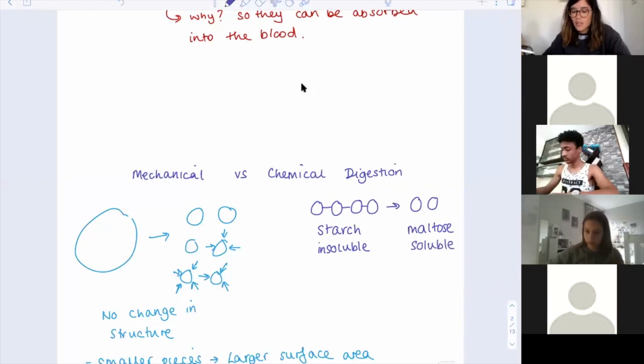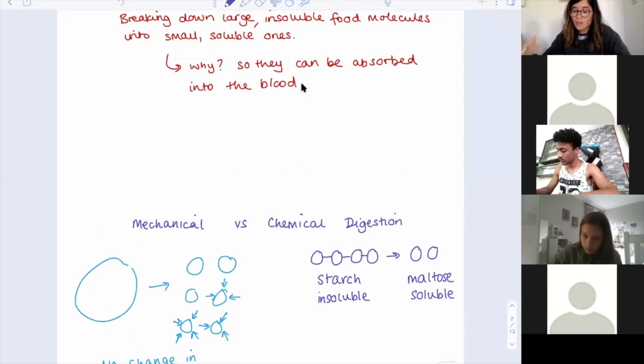So hopefully you can see that through both mechanical and chemical digestion, together you're going to end up with your definition of digestion, which is how you break down your large insoluble food molecules into small soluble ones. So it's definitely worth bearing in mind that there are two types of digestion.